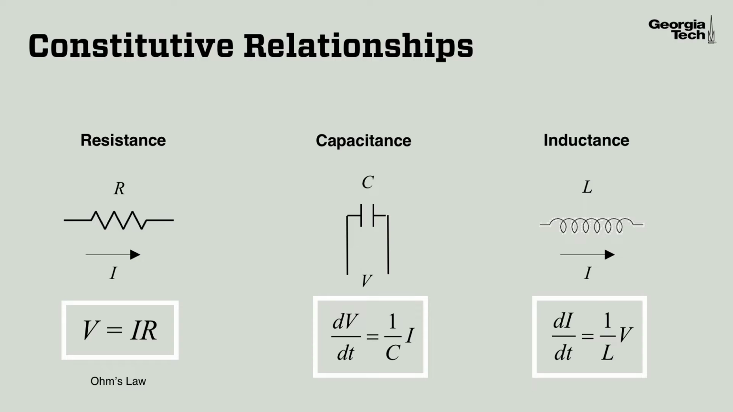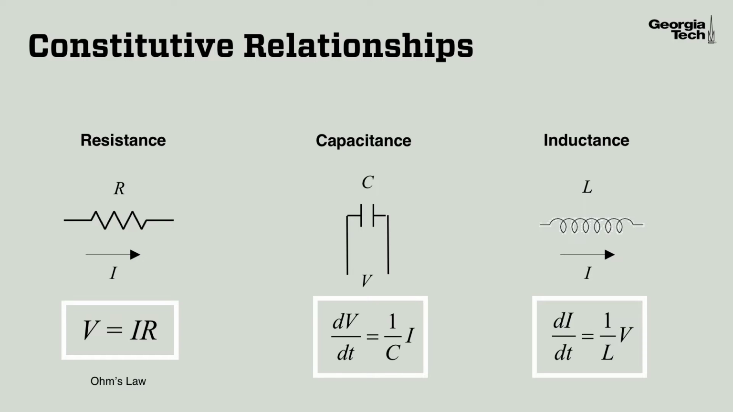There are three main constitutive relationships that govern how voltage and current interact with these primary circuit elements. The first one is Ohm's law. Ohm's law says that the voltage drop across a resistor is equal to the current times the resistance. So V equals IR.